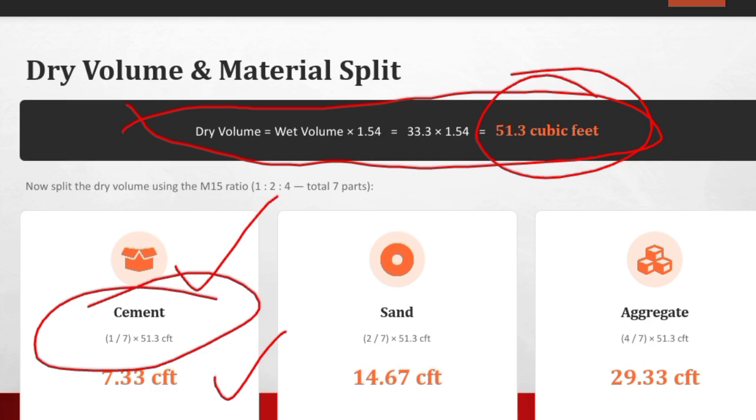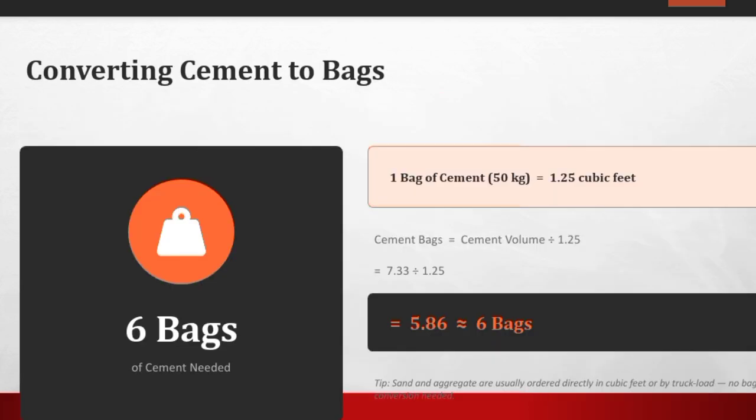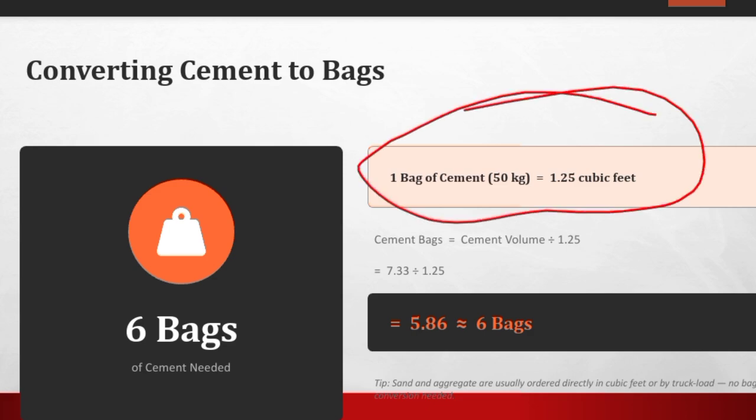The second ingredient used in concrete, sand. The ratio of sand is 2 divided by the sum of ratio multiplied by dry volume 51.3. The answer is 14.67. The third is aggregate. To find aggregate, the ratio of aggregate is 4. 4 divided by 7 multiplied by dry volume 51.3, and the answer is 29.33 cubic feet.